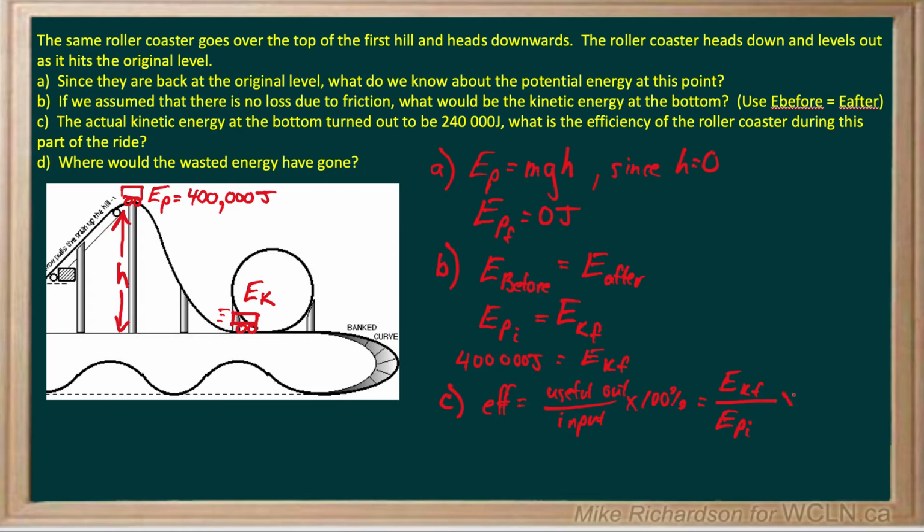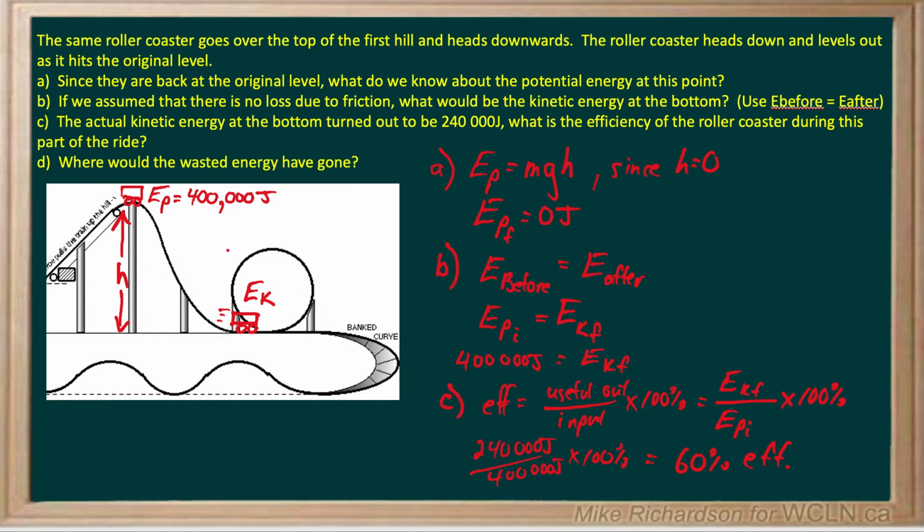So it's like a test score. How much of that potential got converted to kinetic? So I put the numbers in. My final kinetic energy was 240,000. My initial potential was 400,000 times 100%. And that ends up being 60% efficient. So 60% of my initial potential energy got converted into useful kinetic energy.